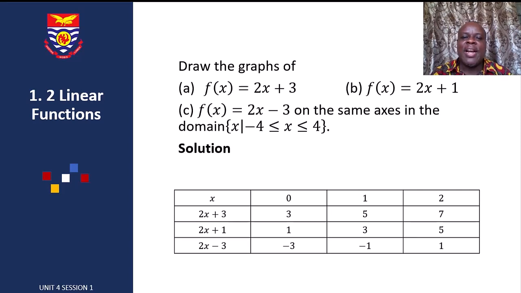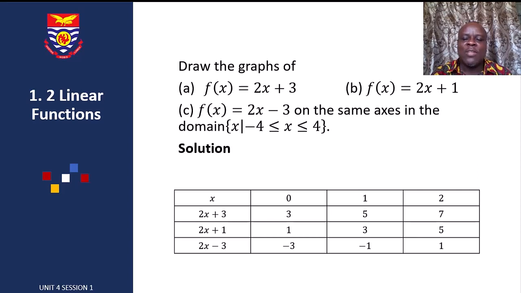When we come to this one, look at the y-intercept. The first one is plus 3. The second one is 1. And the third one is minus 3. So you will see that at this stage, the lines will not cross because they have different intercepts.